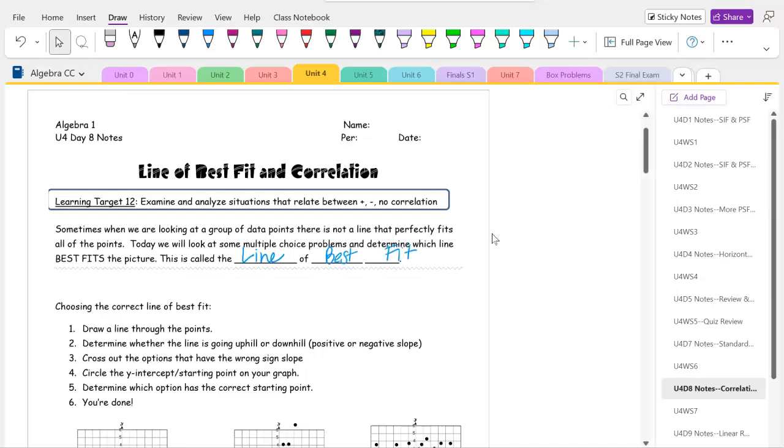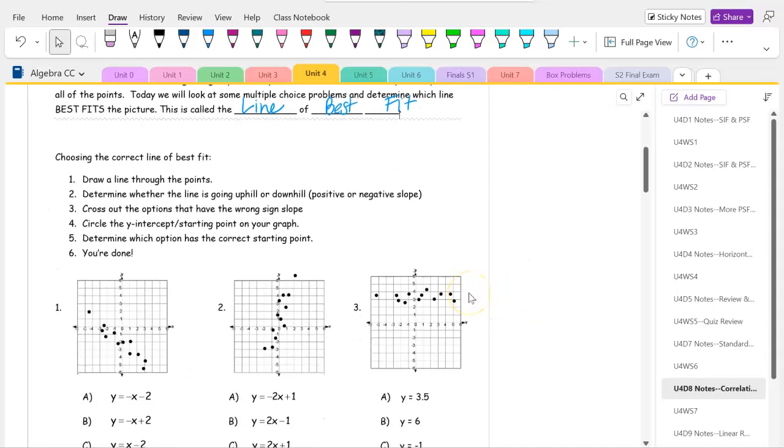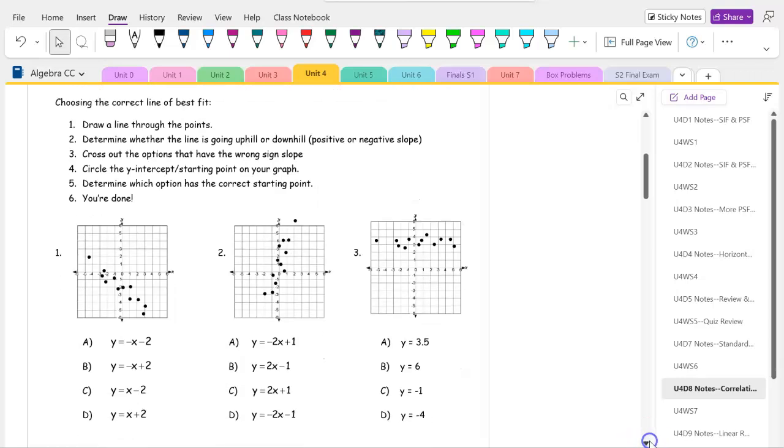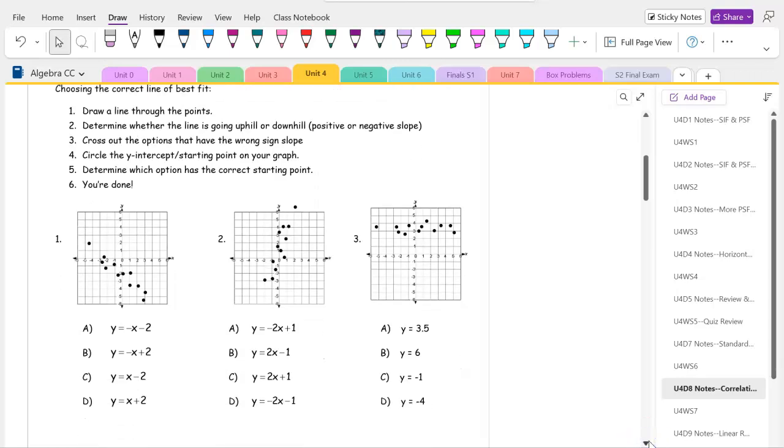Now, tomorrow we're going to figure out how to actually find this equation with Desmos, but for today we're just going to look at some multiple choice questions. So here's how we're going to choose the correct line of best fit. Our first step is we're going to draw a line through the points. You want to make sure your line follows the trend of the majority of the points. So in this case, I'm going to draw a line like this.